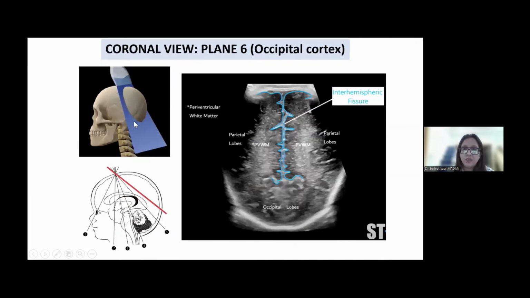So next is the occipital cortex view, where you are cutting this section posteriorly. When you go most posteriorly, you will get the occipital cortex. This red line is showing how you are cutting the occipital cortex. And here you can see the periventricular white matter, the parietal lobes and the occipital lobes. And this midline echogenic line is the interhemispheric fissure. Mainly you get the periventricular white matter in this picture.